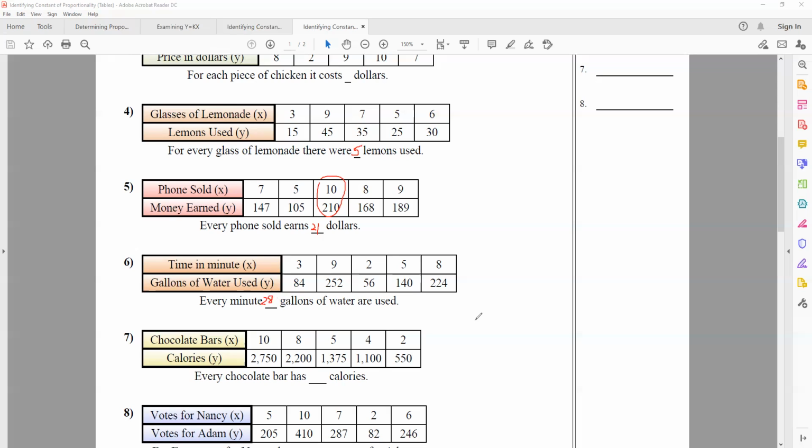And then every chocolate bar has 200 and 275. Okay. Which one did you use? I would just use the 10. You see how you can just cancel a 0?